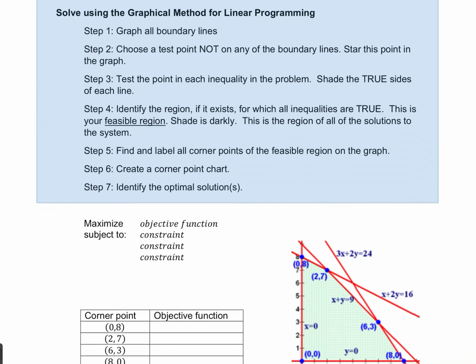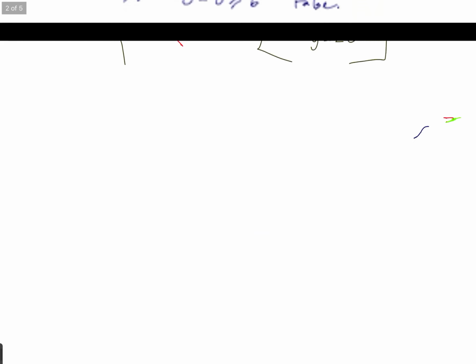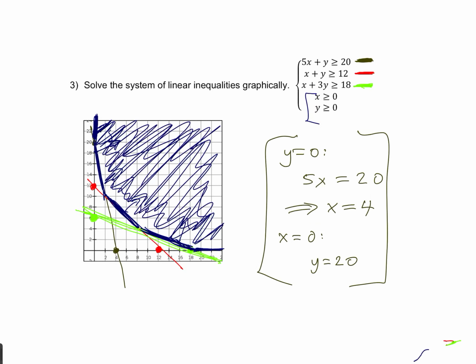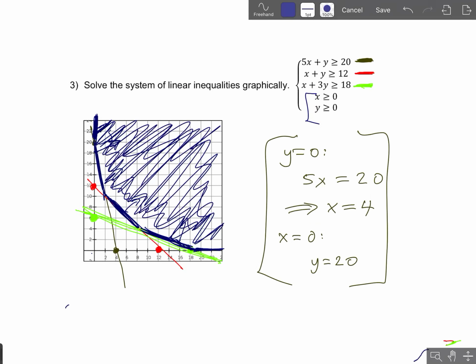We're going to first graph all of the boundary lines, and then we'll choose some test point that doesn't live on any of the boundary lines and star that point in the graph. And then we'll test that point in each inequality in that problem, and we will shade the true sides of each line. And then we'll identify the region for which all of the inequalities are true. So these first 4 steps are basically the same thing that we did up here.